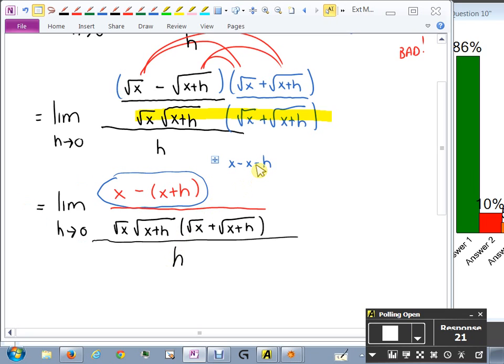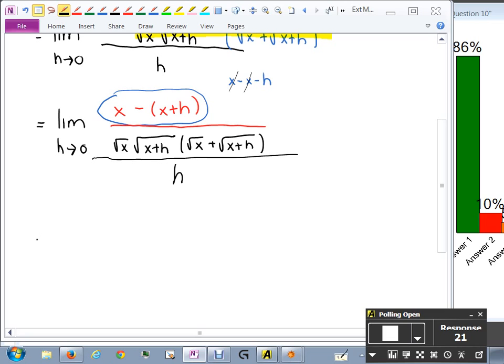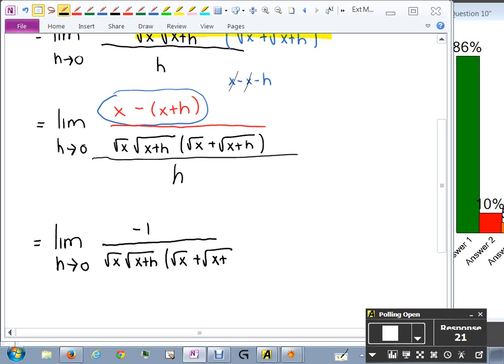So this going away, I'll write it out. I have limit, h goes to 0. Tell me again what's on top. Negative 1 is on top. And on the bottom, just root x plus h, then parentheses root x plus h. Close that off. The h on the bottom went away, right? So that canceled with the one up there.